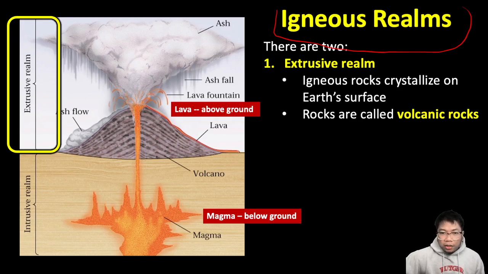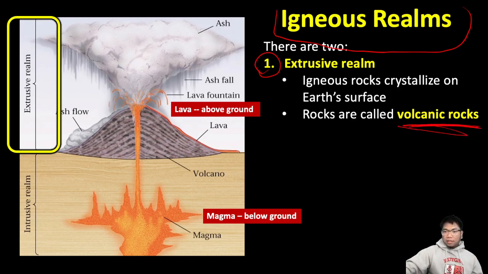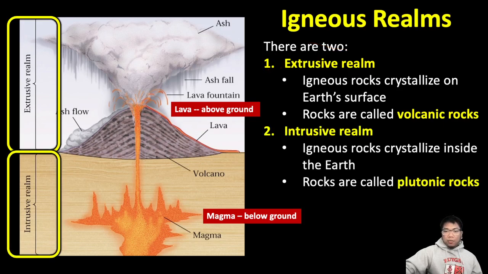The first one is called the extrusive environment. This is the environment where igneous rocks crystallize on Earth's surface. And the rocks that crystallize on Earth's surface will be called volcanic rocks. And the second one is called the intrusive environment. This is the environment where we have igneous rocks that crystallize inside the Earth. And the rocks are called plutonic rocks.